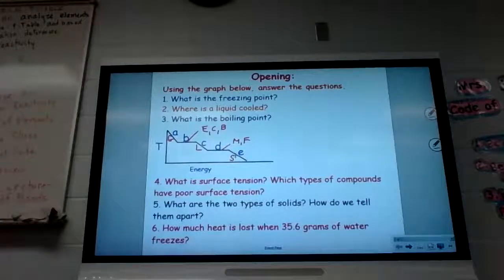It's going down, so is it being heated or cooled? It's cooled. That's why the question says cooled instead of heated this time. It said heated yesterday because the graph went up. Today it says cooled because the graph is going down. So the answer is C, because that's the only place you have the liquid state other than where the phase change is occurring. All right, so where's the boiling point?